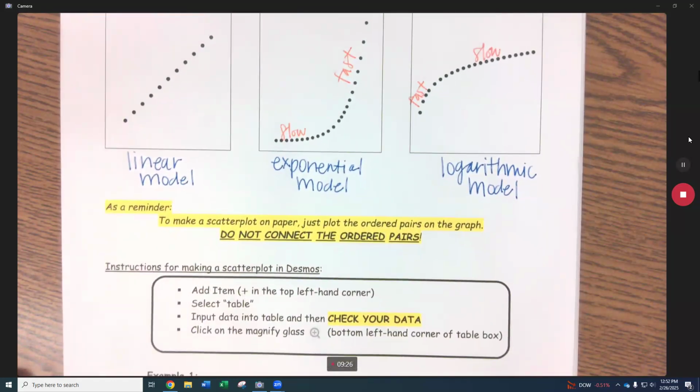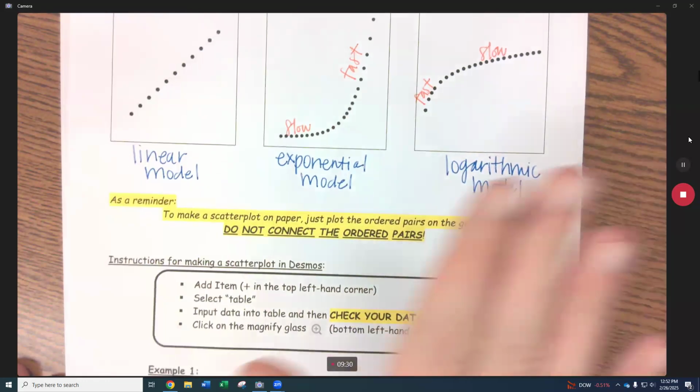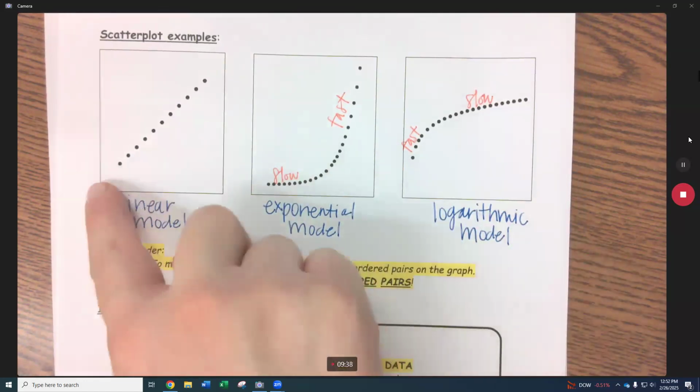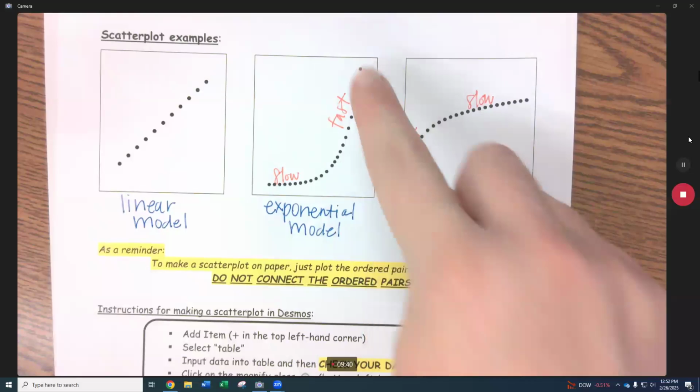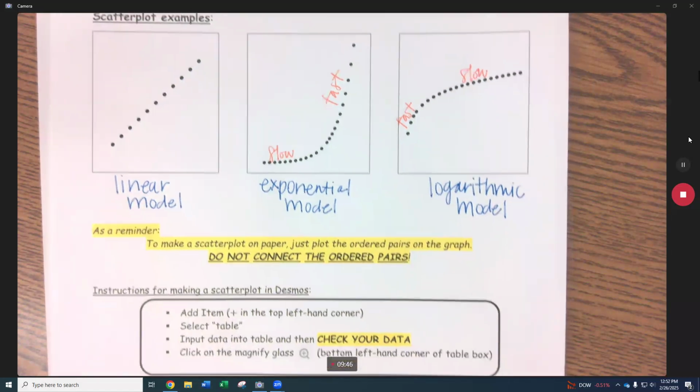Now, this is big for my on-campus students who have to actually plot scatter plots. As a reminder, when you make a scatter plot, you need to make sure you are just plotting those ordered pairs. Notice that these scatter plots here don't have a line of best fit through them. It is just a collection of points.